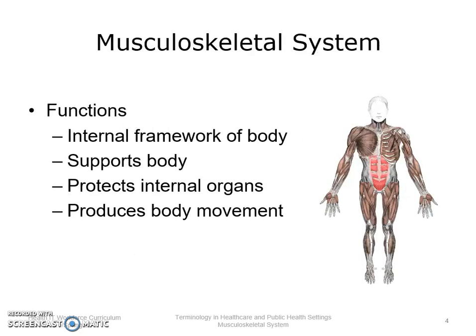The musculoskeletal system has four main functions. It provides the internal framework for the body, it helps support the body, it protects the internal organs, and moreover, the musculoskeletal system enables body movement.